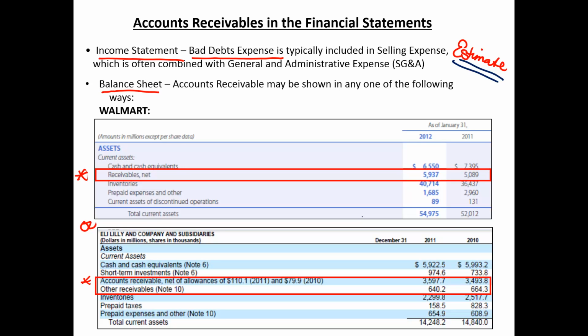On the balance sheet, there are two presentations for accounts receivable. It can be shown net, as it is for Walmart, or it can be shown as accounts receivable net of the allowance for bad debt or doubtful accounts, as it is with Eli Lilly. So either one of these presentations is fine for the receivables. Again, remember those are current assets.